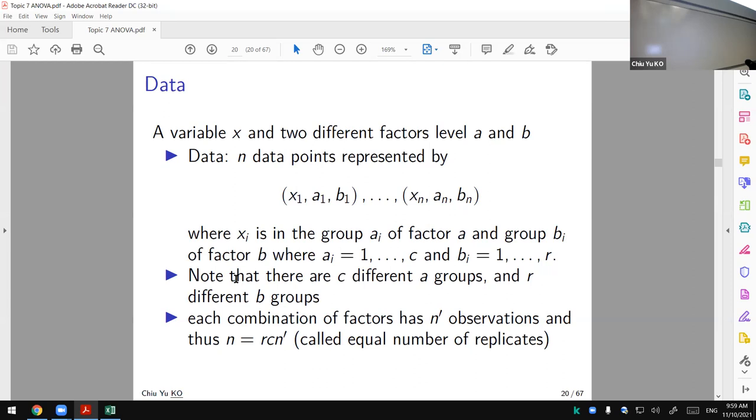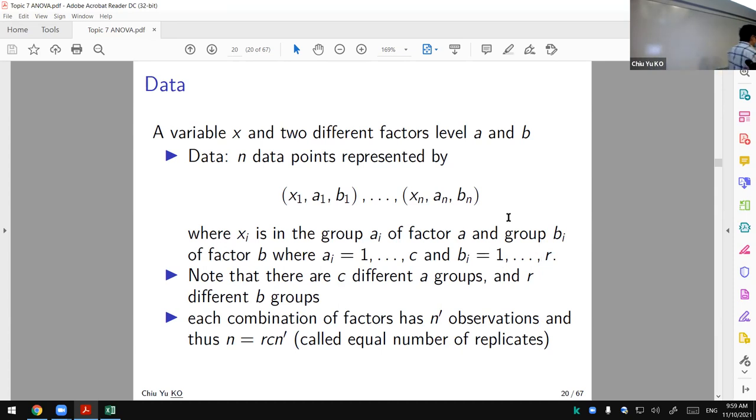So for each data point, X1, the first data point, you can tell whether it is from group one up to C, and the other grouping is one up to R. That means there are C different A groups and R different B groups. So basically you can imagine this as a contingency table. There are two ways, so each observation has two kinds of category.